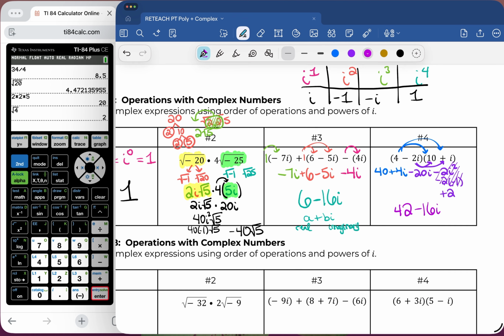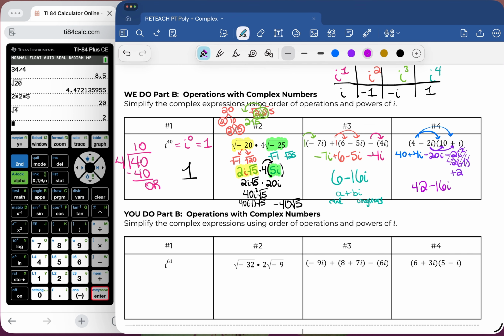So please just always make sure that you use your powers of I for your simplest form, and then make sure when you have a binomial with a real and a complex portion that you put those into proper form as well.